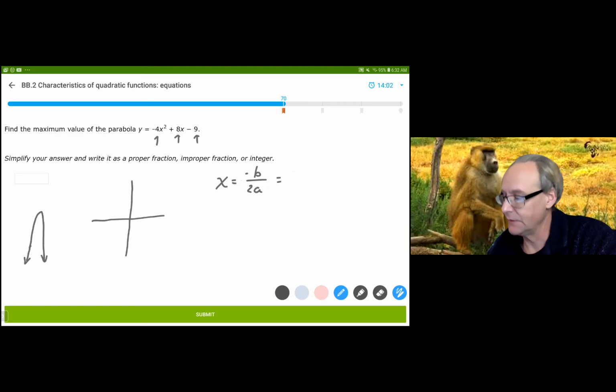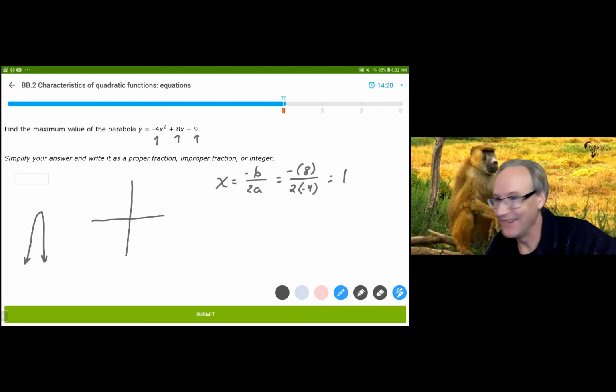That's plus negative 9. Anyway, negative 8 for b over 2 times negative 4. A is negative 4. And that is a 1, isn't it? Negative 8 over negative 8 is 1.